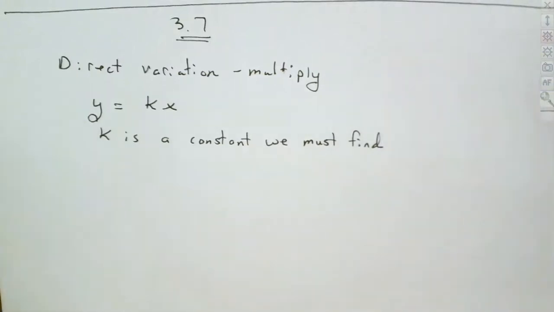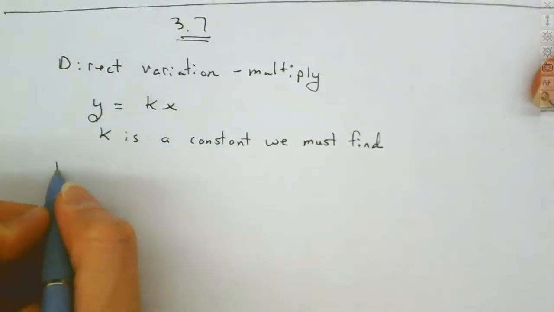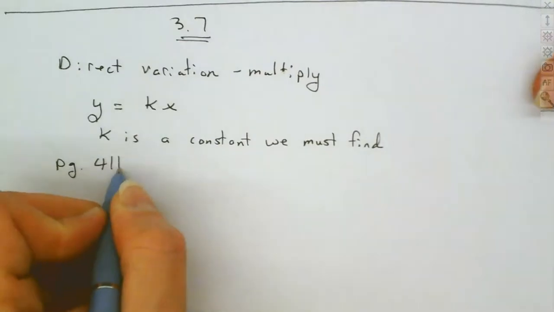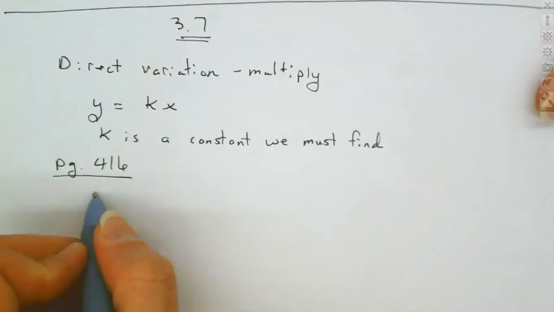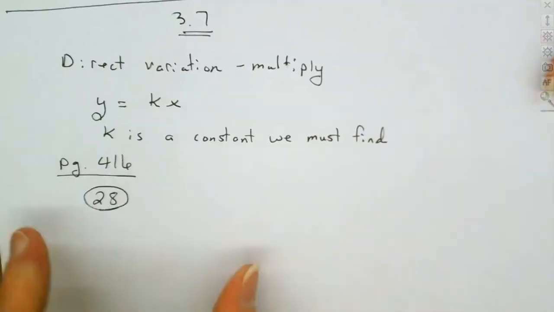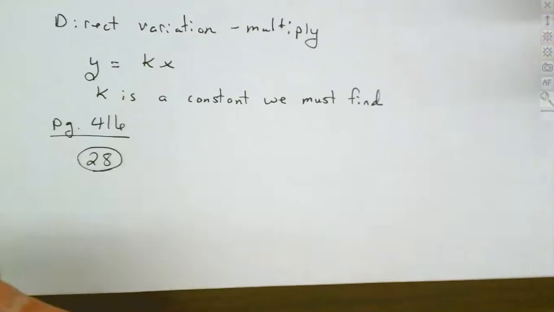When we build these, I'm going to build them with words instead of using all the variables. These are pretty easy to set up. We plug in our values and find our k, and then we solve it again. So I'm on page 416, and we're going to begin with question 28. This is an example of direct variation.